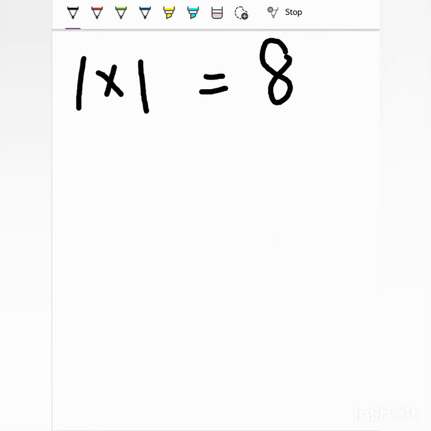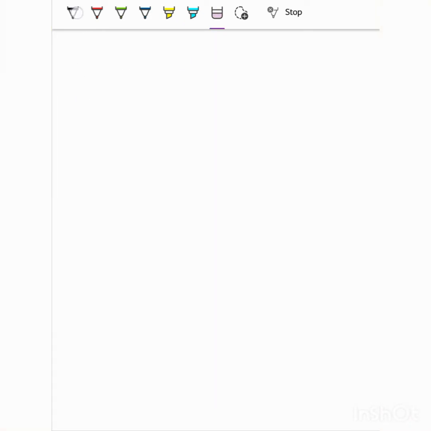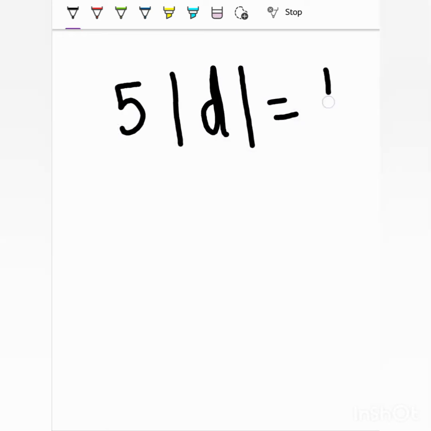After that, the absolute value of x is alone and happy on one side. When you reach this situation, you have to divide the page into parts: one part for x equals 8 and one part for x equals negative 8. We are done. So the solution for this equation is two values for x: when x equals 8 and when x equals negative 8. The next question is 5 multiplied by the absolute value of d equals 10.